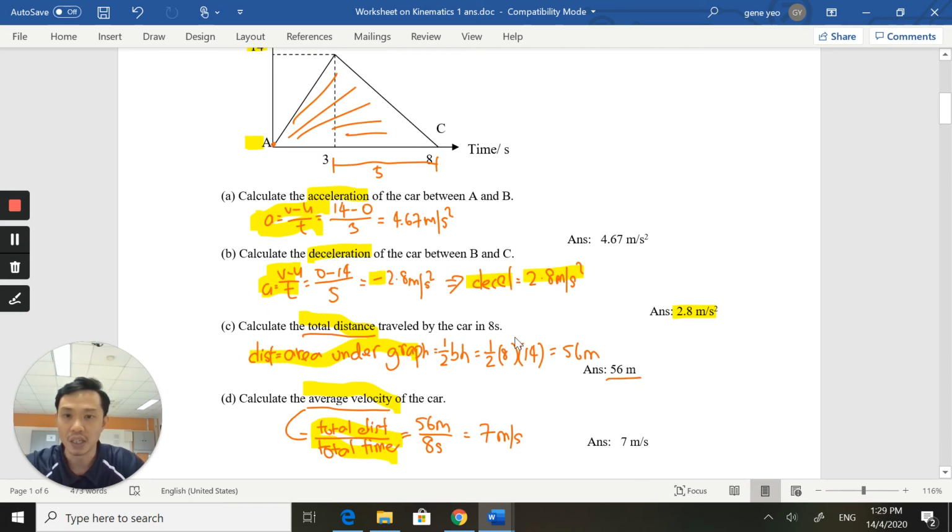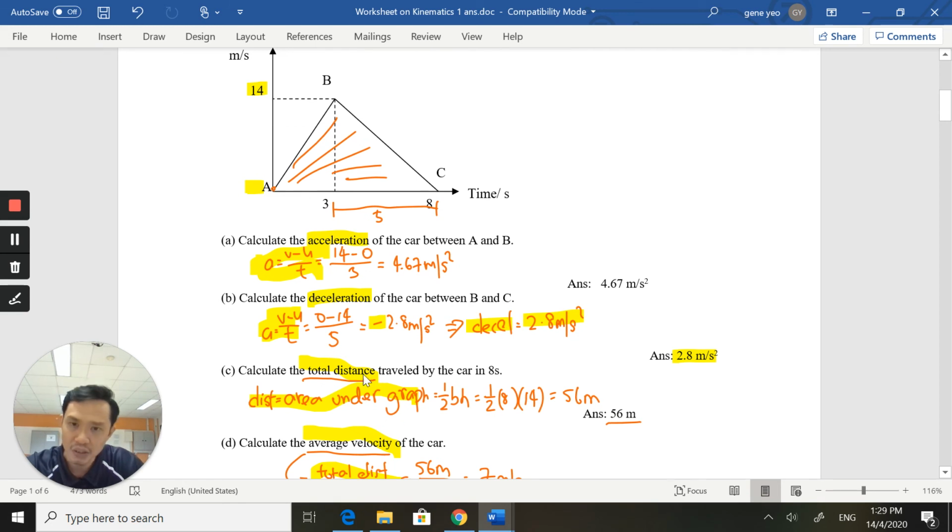Okay, distance traveled. So to calculate the distance traveled, I have to employ this formula. Distance traveled is the area under the graph in 8 seconds. So the area under this whole graph is in the shape of a triangle. And therefore, I use half times base times height. Half times base is 8. The base is 8 and the height is 14. Equals 56 meters.